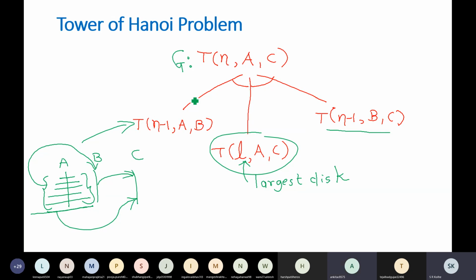Right? Yes, sir. Understood, Ankita? Yes, sir. Then, sir, Tn-1 B is the child of Tn-1 A B. Okay, don't think that way. Child and parent.